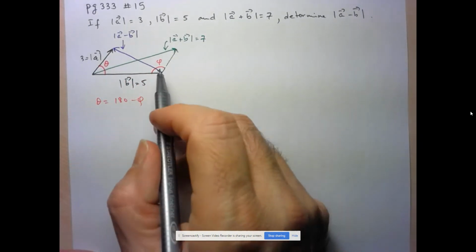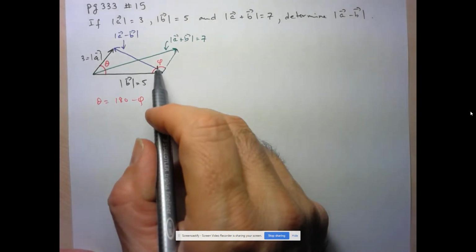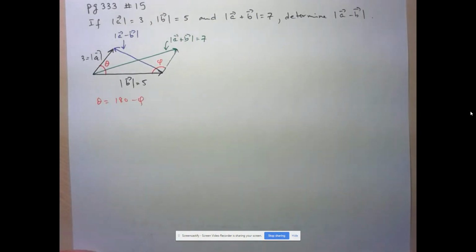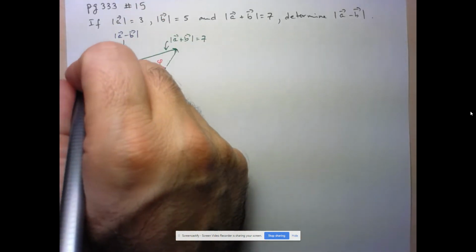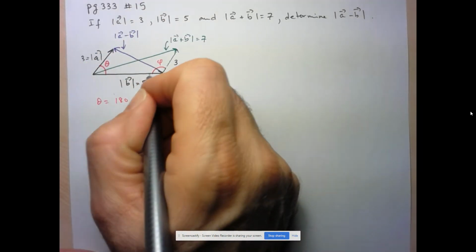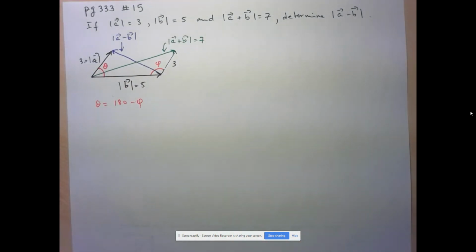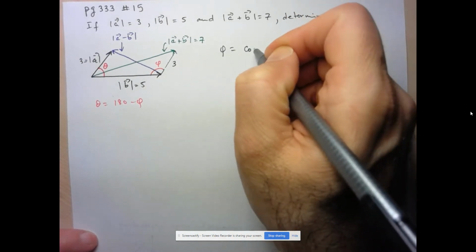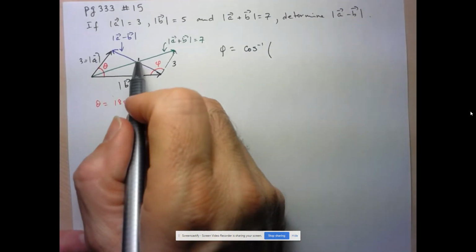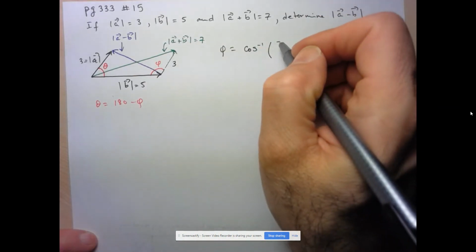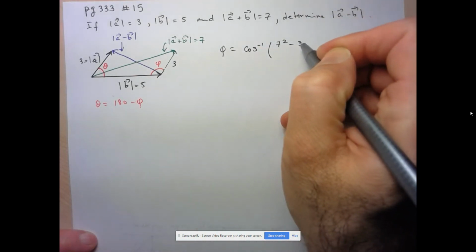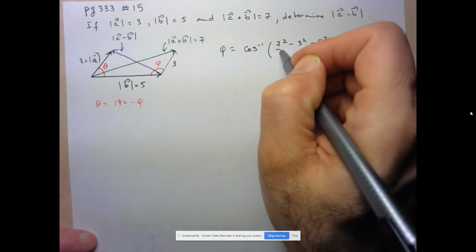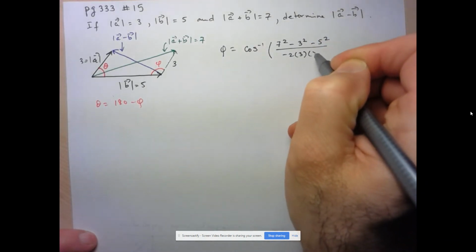I wrote it this way because this is the one that I can actually calculate because I have all three sides of this triangle. So here, this side here is the same as that one there. So that's 3. So 3, 5, 7. I can use the cosine law to find that angle phi. All right, so let's go ahead and do that. So phi is going to be equal to cos inverse of, well, its opposite side length is 7. So that's what we're going to start off with here. So 7 squared minus 3 squared minus 5 squared all over -2 times 3 times 5.